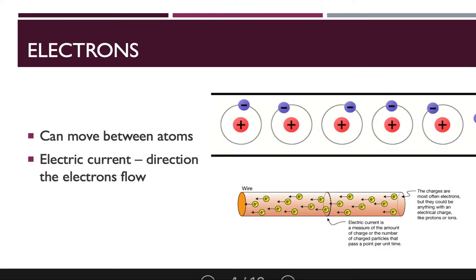Okay, so now we're going to talk about the specific things that electrons do. Electrons can move between atoms, and electric current is considered the flow or movement of electrons between these atoms. These two diagrams really show how electric current works.